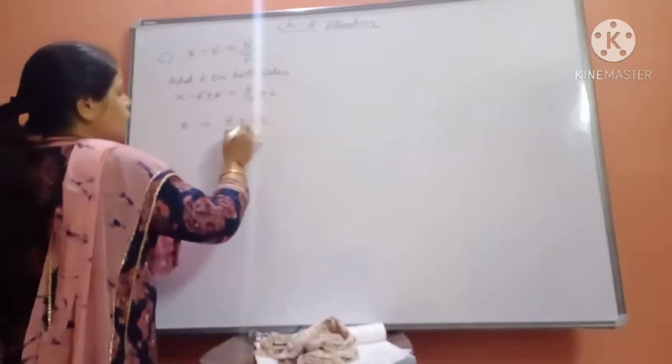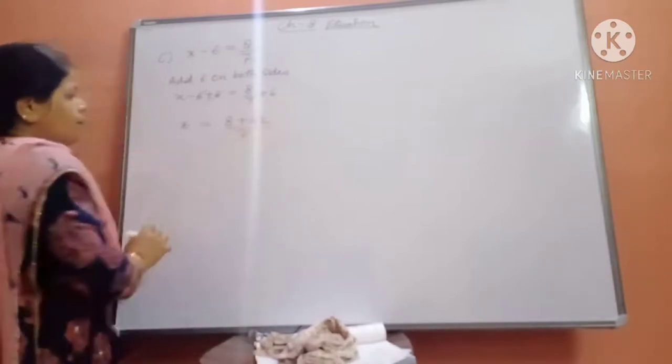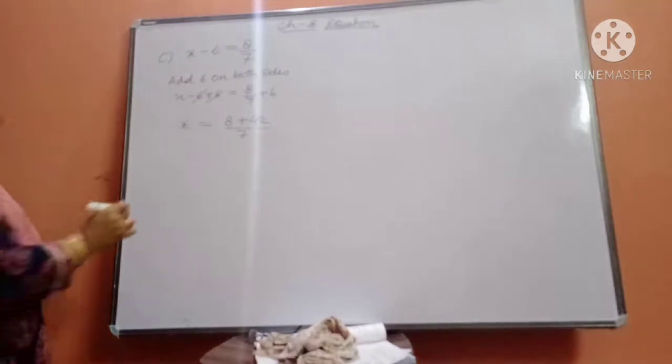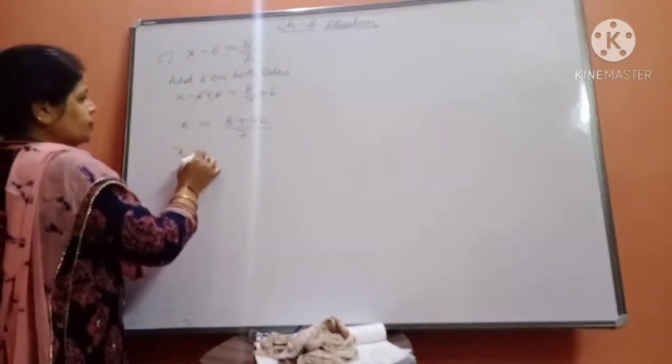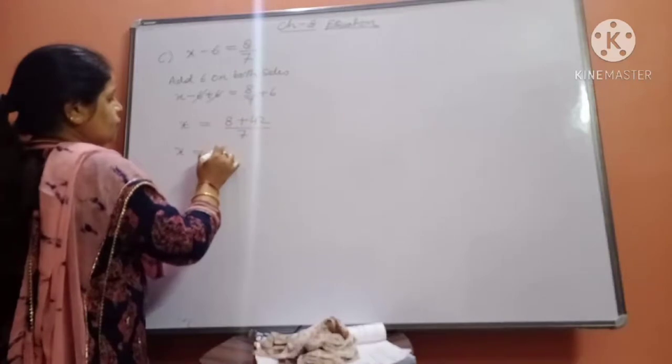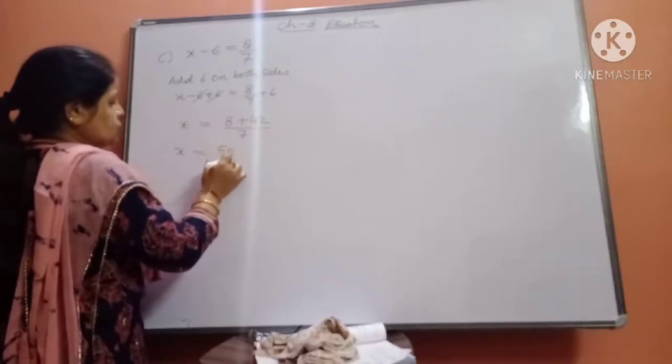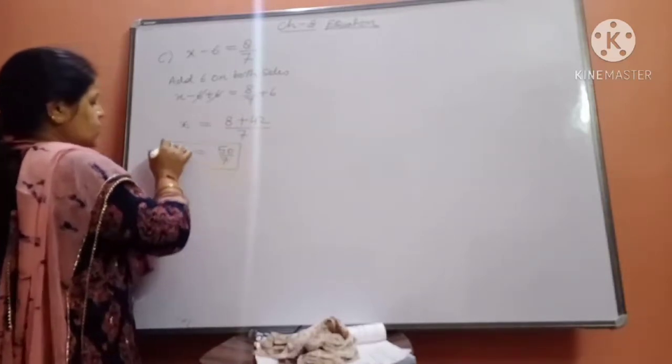42 a whole upon 7. Now we have taken LCM also. So x is equal to 42 plus 8, 50 upon 7. x is equal to 50 upon 7 and this will be your answer.